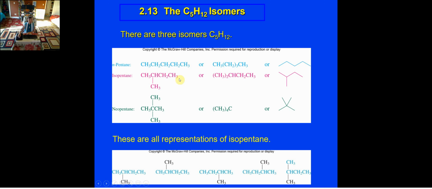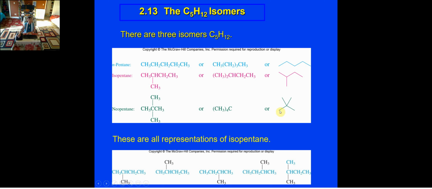If the 5th carbon, you can connect it to the 2nd carbon. You have carbon 1, 2, 3, 4 connected to each other, 1, 2, 3, 4, and then the 5th carbon connected to the 2nd carbon. So in this case, you call it isopentane.